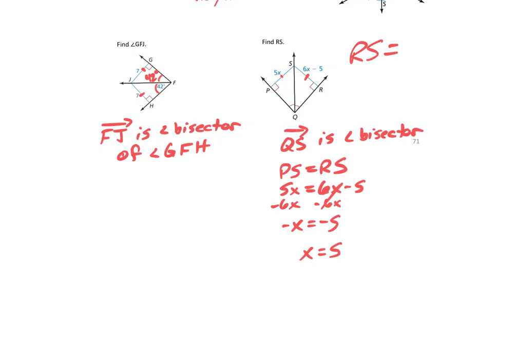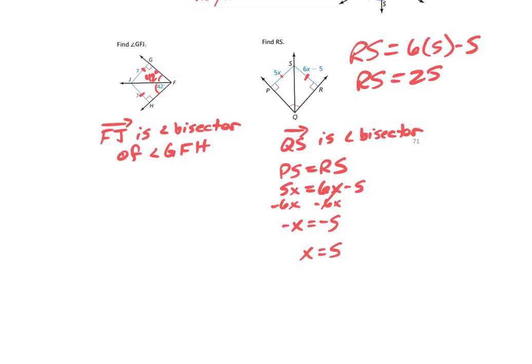Okay, here's where you also got to pay attention. What are they asking us to find? All we did so far is find x. We want to know what RS is. So we got to take x, plug it back in, and find the length of RS. We know that RS is 6x minus 5. So RS would be 25.